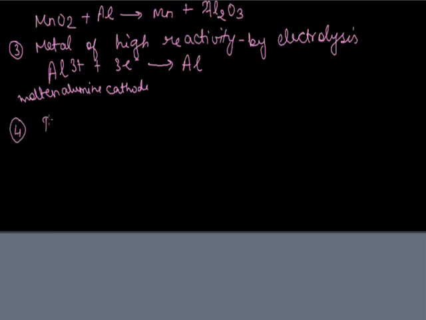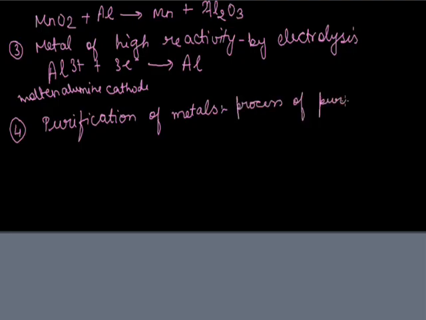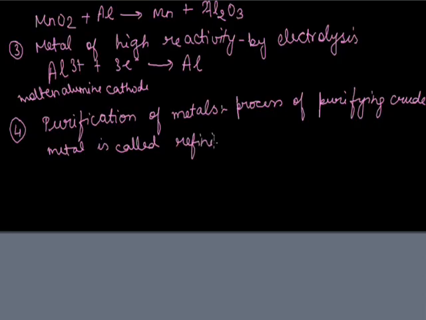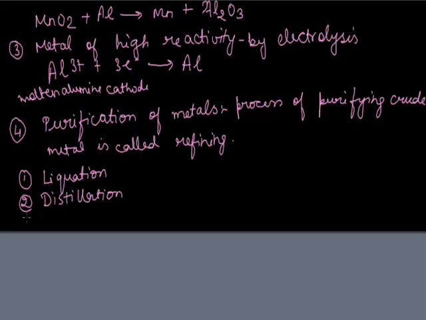Last step was purification or refining of metal. The metal obtained by any of the above methods usually contains impurities and is usually known as crude metal. The process of purifying crude metal is called refining. It is done by the following three processes. First is liquefaction, second one is distillation, and third one is electrolytic refining.